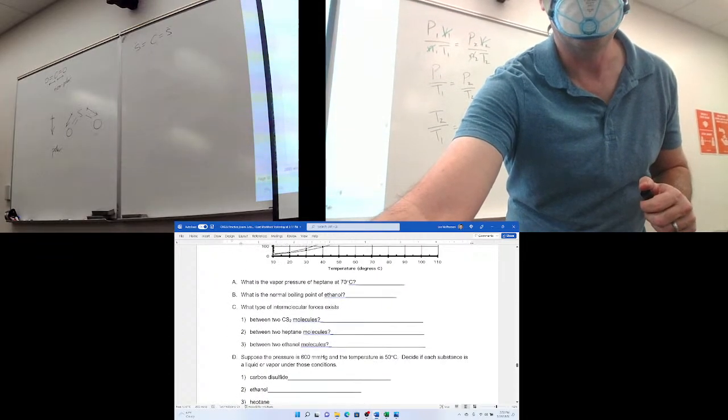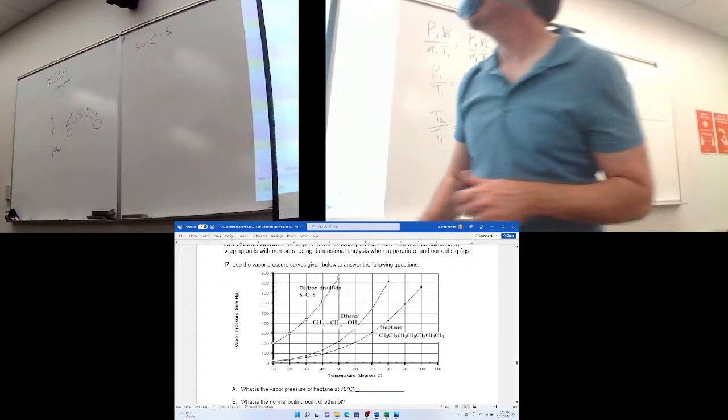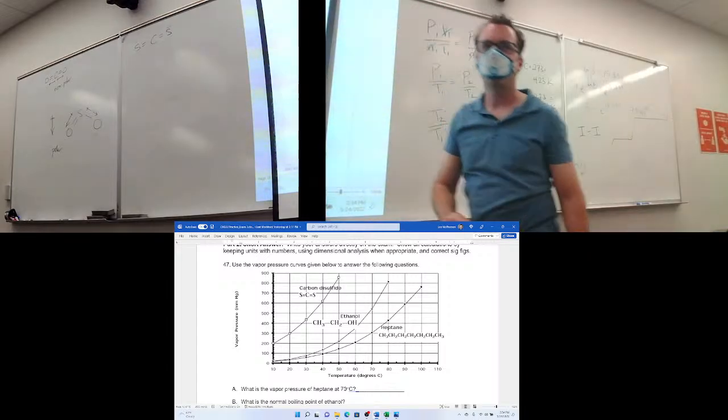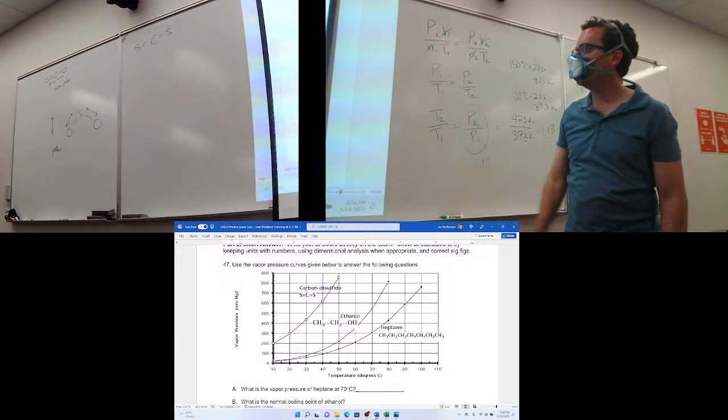So for ethanol, ethanol's normal boiling point is 78 degrees. If I make the pressure lower, ethanol's boiling point is now 73, 72 degrees. So at 50 degrees, this stuff is still going to be a liquid. And heptane, still a liquid.